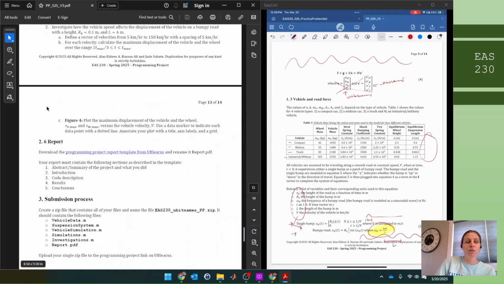Okay. And then you'll put everything into a report. So there is a programming project report template. So go ahead, fill that out, complete that, and then turn in all of your code.